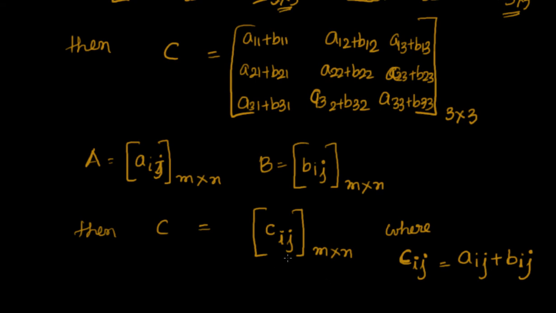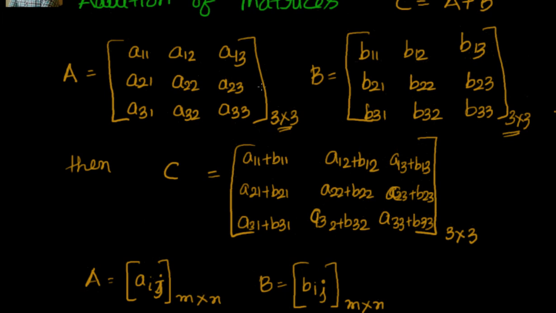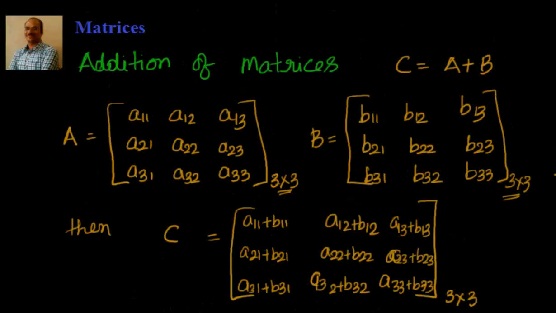What's the meaning of that? The meaning is, if A is an m by n order matrix, B is also an m by n order matrix, then if you want to find A plus B and term it as C, then C is of the same order m by n, and each element of C is nothing but the sum of the corresponding elements. If I am interested in, let us say, second row second column, C22 is nothing but equal to A22 plus B22. You can see that second row second column C22 is equal to A22 plus B22. That's how you can add the matrices.